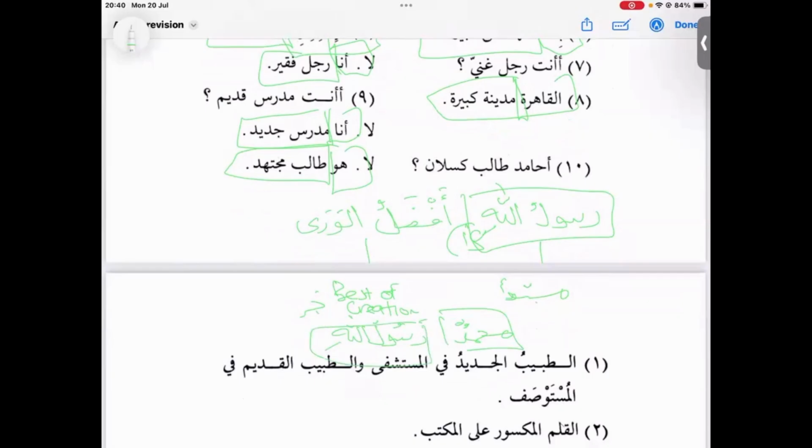Allah Azza wa Jal says in Surah Muhammad, Muhammadun Rasulullah. وَالَّذِينَ مَعَهُ, and those who are with him, ashidda al-kuffar, they are stern against the disbelievers. Ruhama'u baynahum. Muhammadun Rasulullah. وَالَّذِينَ مَعَهُ, those who are with him, ashidda. They are stern. They are severe.